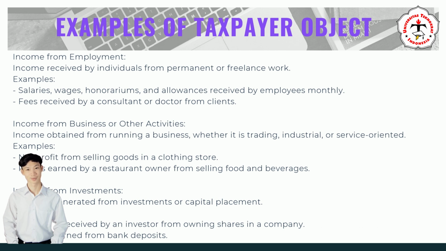1. Income from employment. Income received by individuals from permanent or freelance work. Examples. Salaries, wages, honorariums, and allowances received by employees monthly. Fees received by a consultant or doctor from clients. 2. Income from business or other activities. Income obtained from running a business, whether it is trading, industrial, or service-oriented. Examples. Net profit from selling goods in a clothing store. Profits earned by a restaurant owner from selling food and beverages.